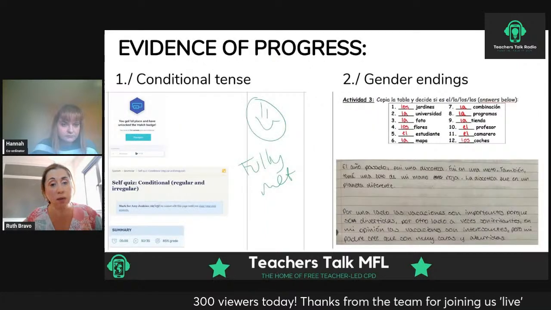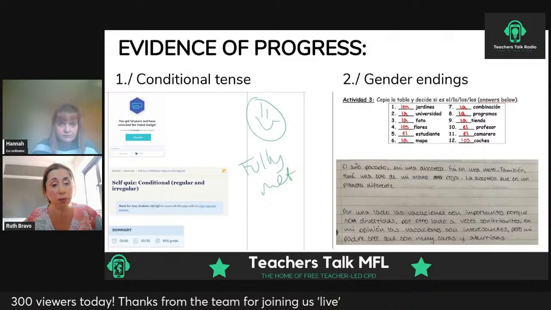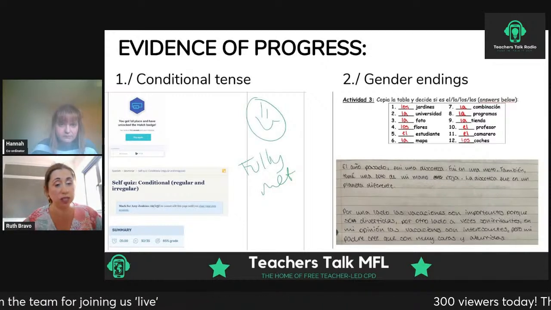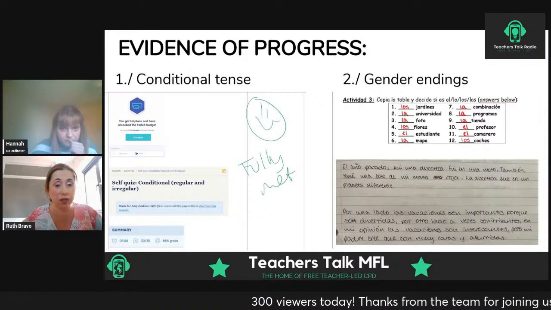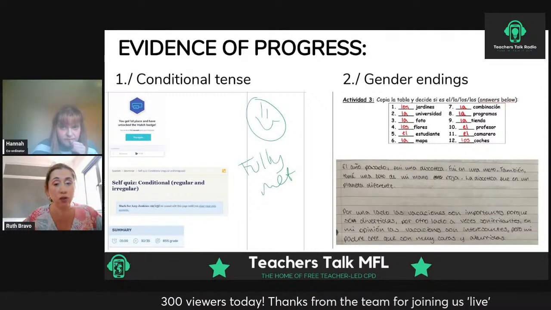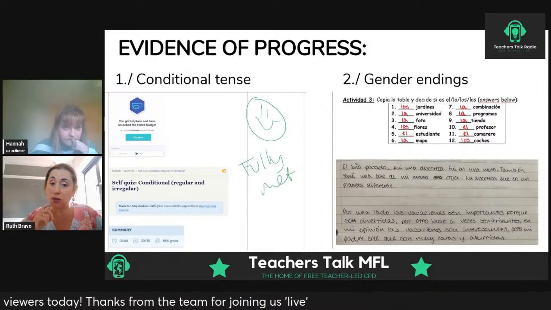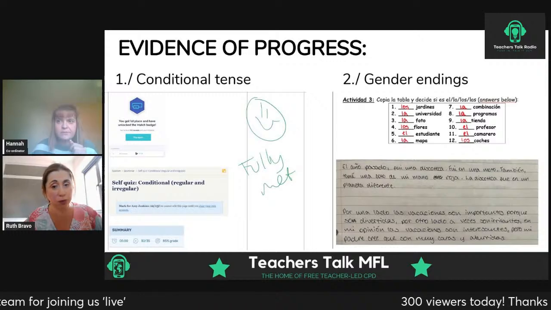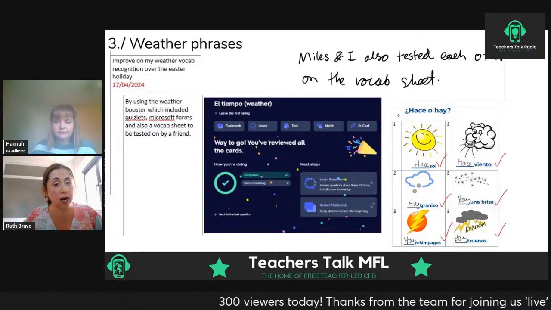So this is an example of evidence of progress. Number 1, the student had to complete a number of tasks on the conditional tense, and they completed 3 tasks. The tasks are quite a range of different complexity, so I feel that it's been fully met. And on the right-hand side, the student has to work on gender endings, and they had to provide evidence from their exercise book that they have written a paragraph and that it's accurate.